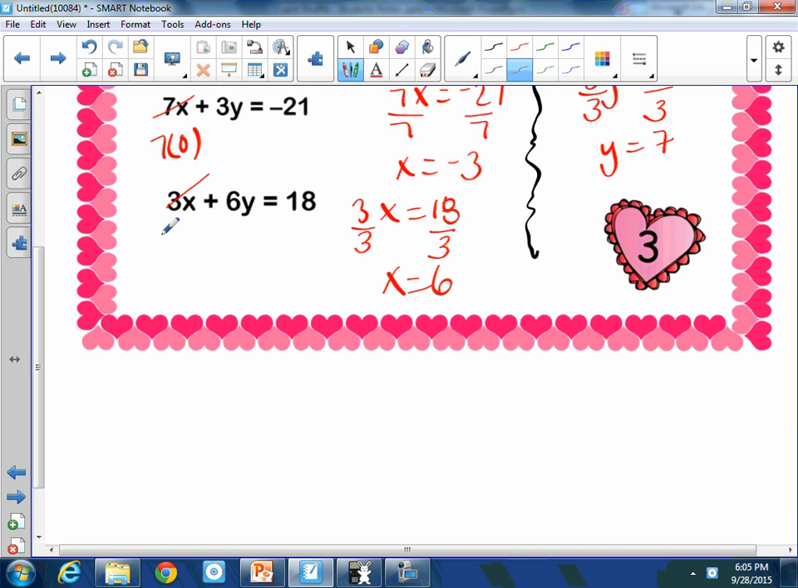Which means that's 0 because 3 times 0 equals 0. So now I get that 6y equals 18. Divide by 6, and y equals 3.